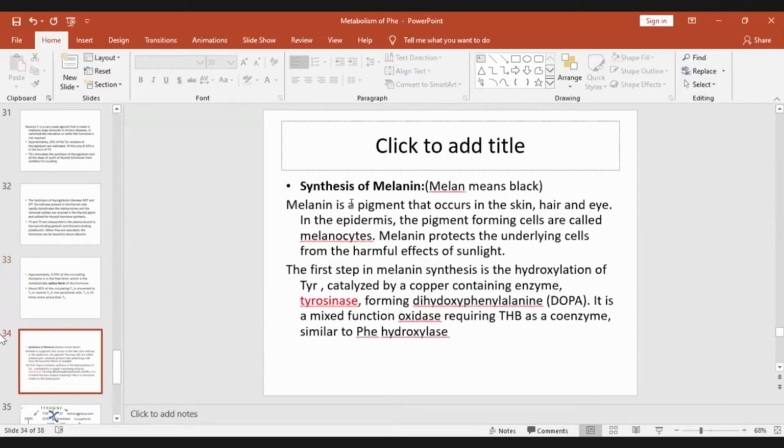The synthesis of melanin. Melanin is a pigment that occurs in the skin, hair and eye. In the epidermis, the pigment forming cells are called melanocytes. Melanin protects the underlying cells from the harmful effects of sunlight, the dark pigment in our skin. The first step in melanin synthesis is the hydroxylation of tyrosine catalyzed by a copper-containing enzyme tyrosinase, which is similar to phenylalanine hydroxylase. It is a mixed function oxidase.